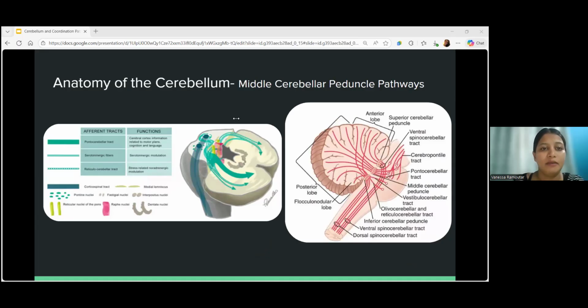The middle cerebellar peduncle consists of only afferent fibers. The afferent tracts include the pontocerebellar tract, ceratogenic fibers, and the reticulocerebellar tract. The pontocerebellar fibers form the bulk of this peduncle, with fibers arising from the pontine nuclei, running transversely across the midline and entering the contralateral posterior lobe of the cerebellum.